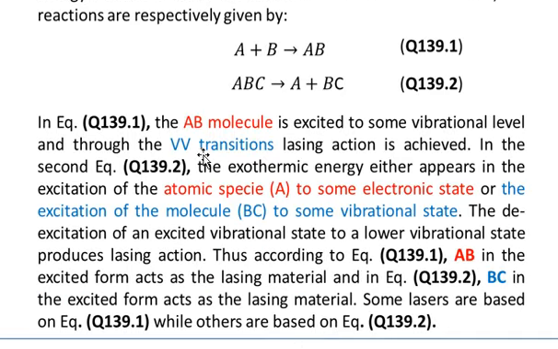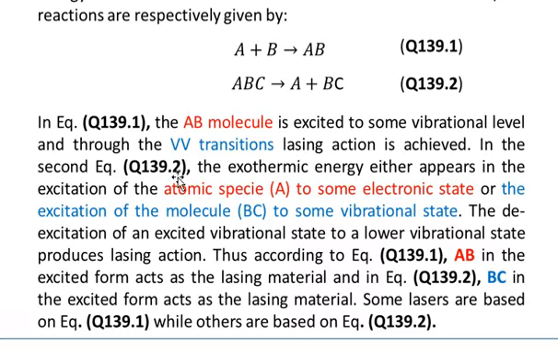In equation number 1, the AB molecule is excited to some vibrational level, and through the VV transition, that is the vibration to vibrational transitions, lasing action is achieved.